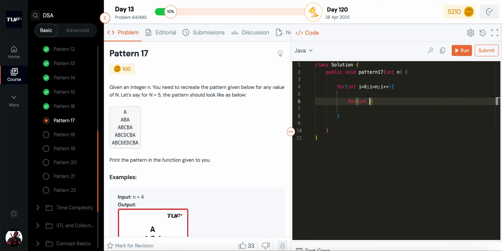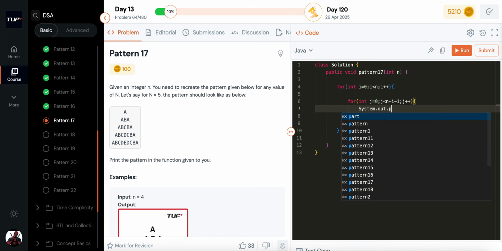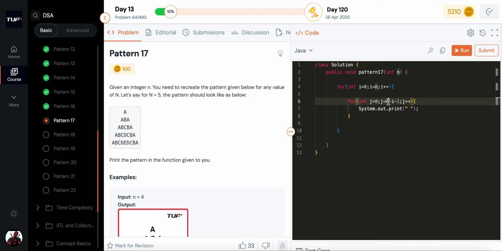So first I would say j is equal to 0, j less than, to decrease it as i increases. So n minus i minus 1 would do the trick. So here I would print out the spaces, print the space, right? So n is 5. When i is 0, 5 minus 1, 4. So before A I would print 4 spaces, and then we have to print a character.